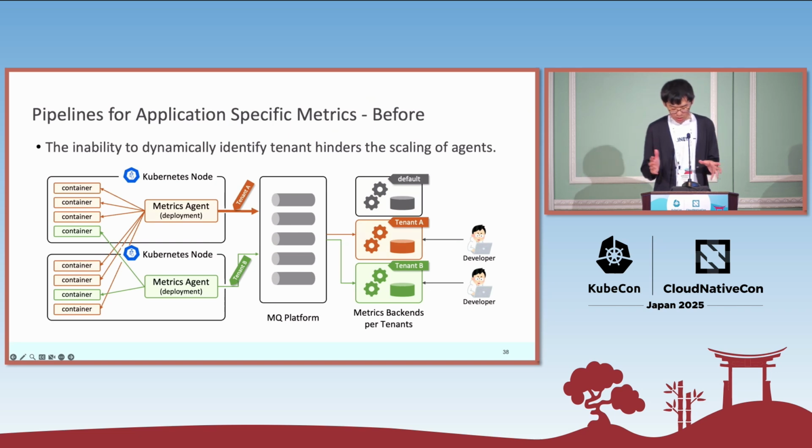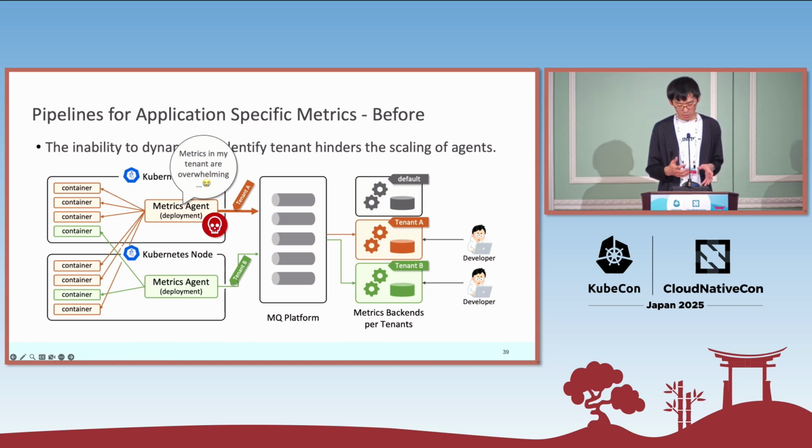And now, this diagram is a bit different from the previous ones. This represents the pipeline for application-specific metrics. In this diagram, agents collect metrics directly from the exporters inside the containers. Since the agent cannot dynamically identify the tenant context, each agent is configured to collect metrics only from applications in a fixed tenant. And this approach helps prevent overloading the backend by distributing the metrics.